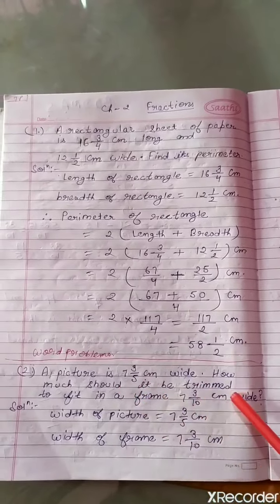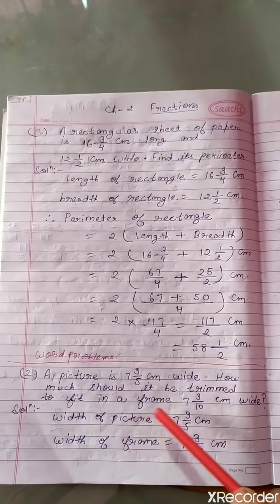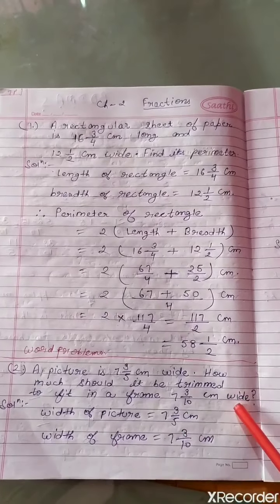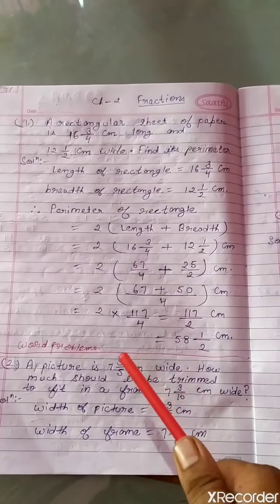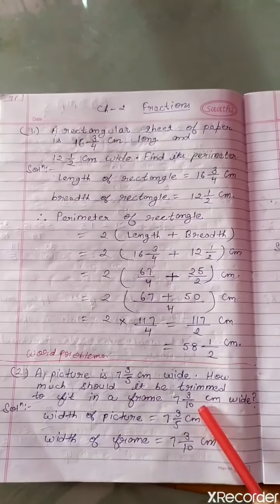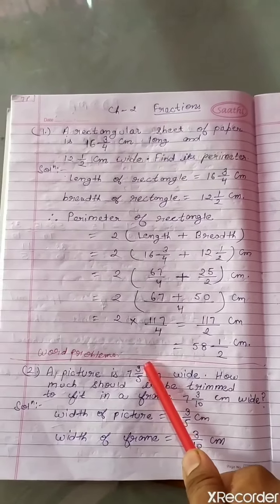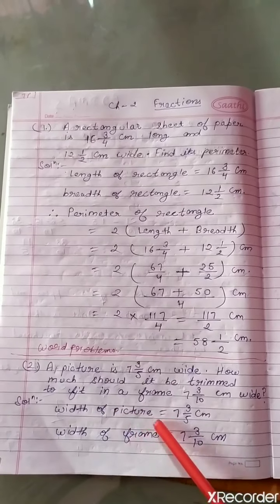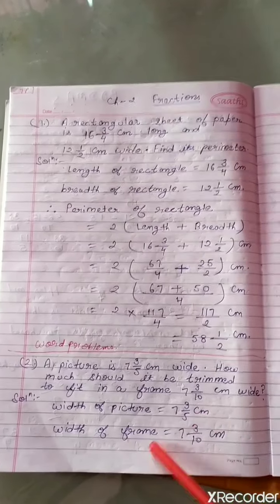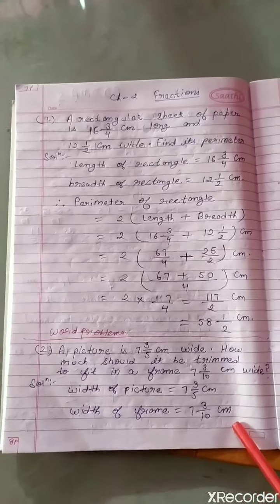Now the next question: our picture is 7 whole 3 by 5 centimeter wide. How much should it be trimmed to fit in a frame of 7 whole 3 by 10 centimeter wide? That means the width of the picture is more than the width of the frame, that's why you have to trim it. Okay, the width of the picture is 7 whole 3 by 5 and the width of the frame is 7 whole 3 by 10 centimeter.